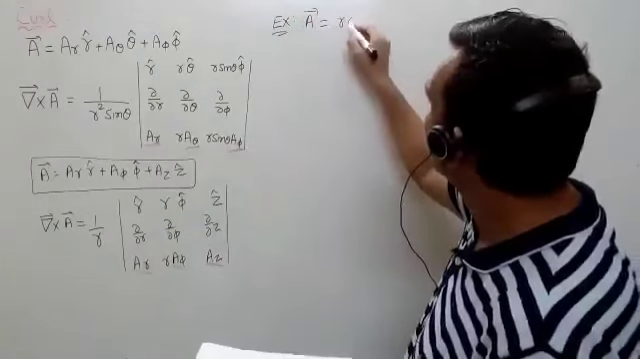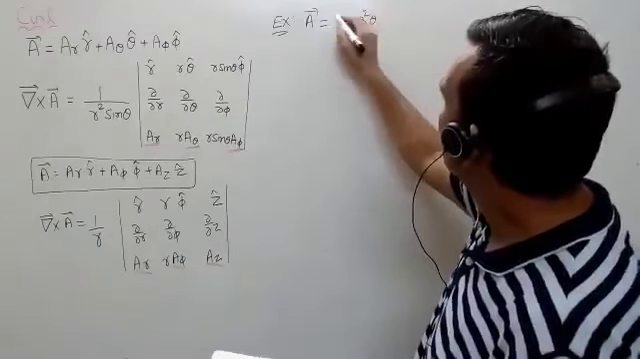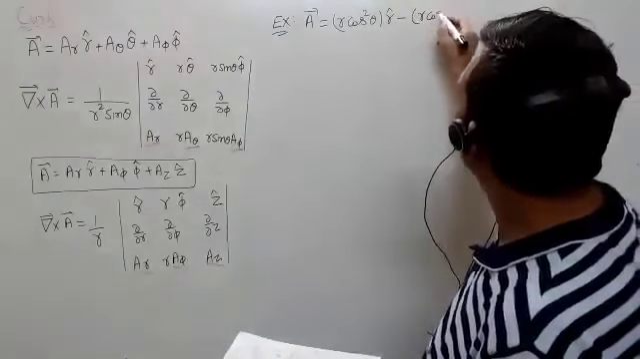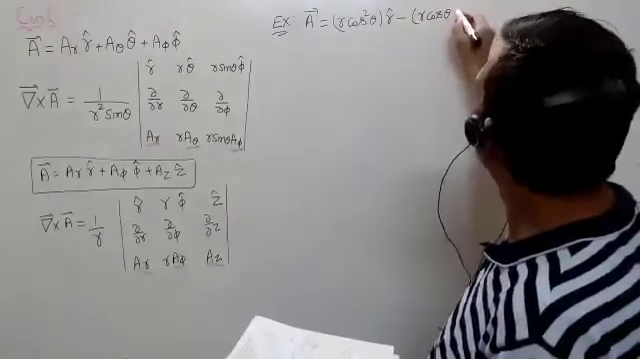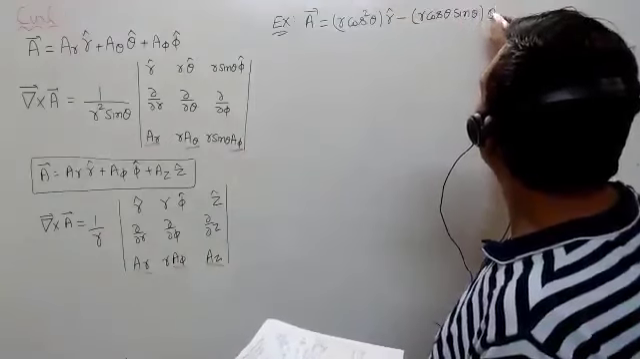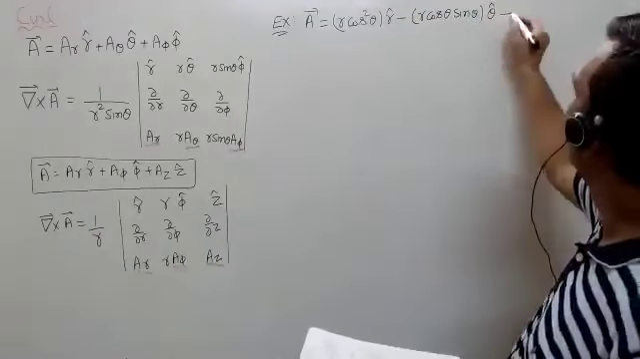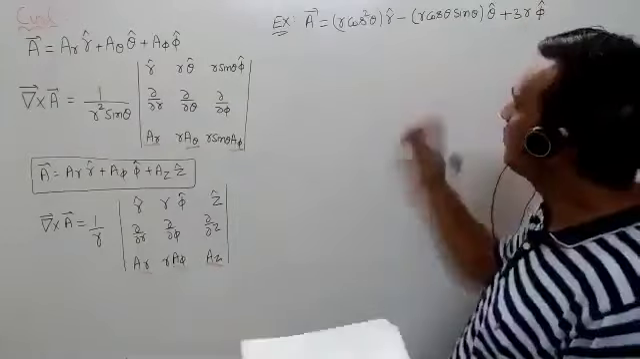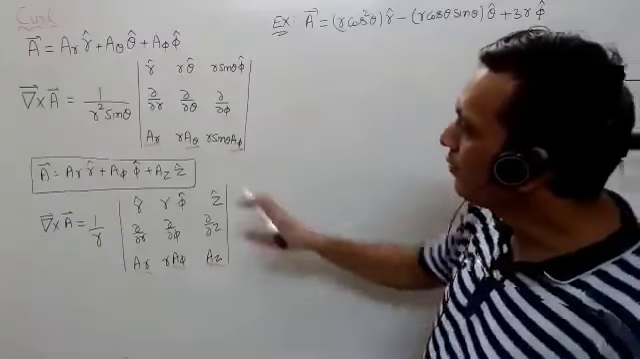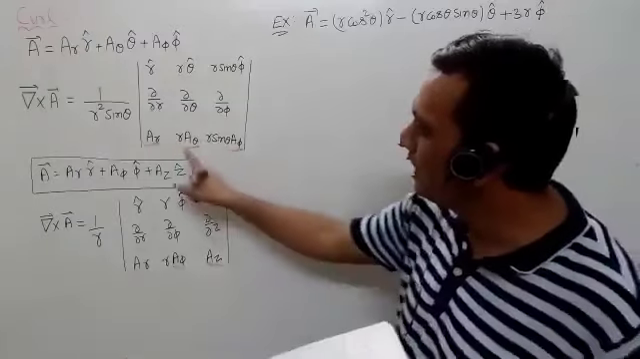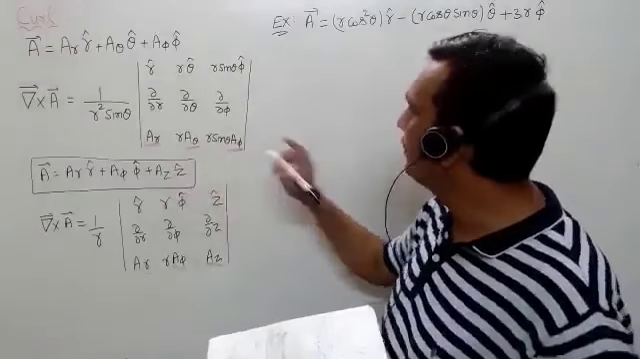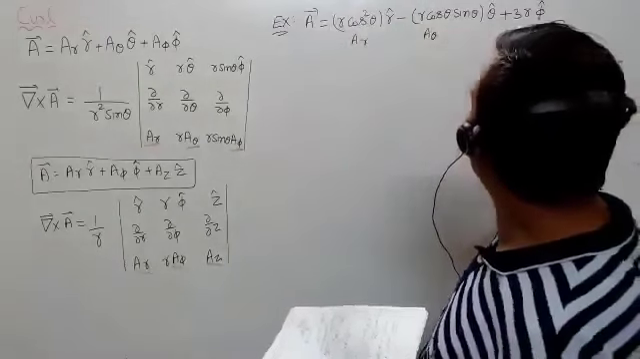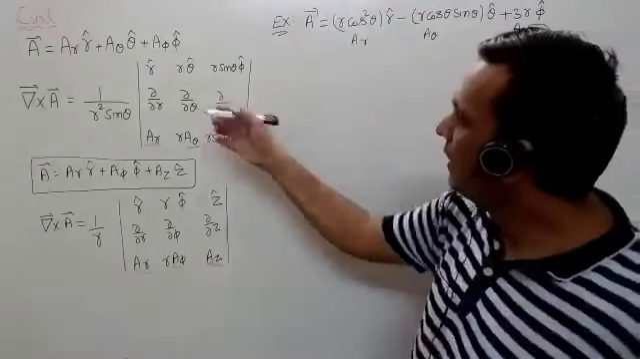This will be R cos square theta R cap minus R cos theta sin theta theta cap plus 3R phi cap. This is vector A in spherical polar coordinate. So in this formula, we have to substitute for AR, A theta and A phi. So this term is AR, you will get AR, A theta and A phi, and then expand it.